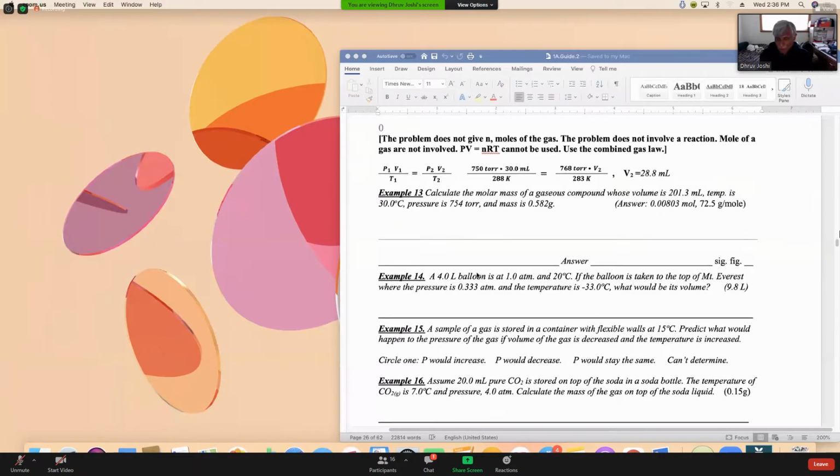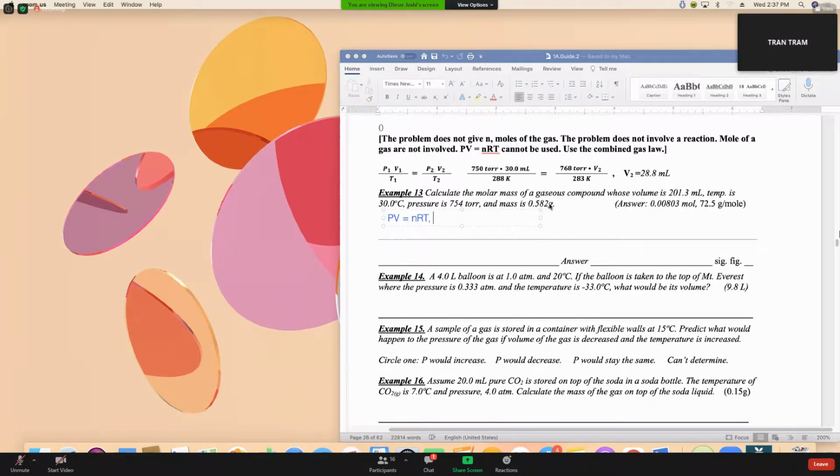So here we are going to say molar mass. So it has to be PV equals nRT. So the first thing we do is to write down PV equals nRT. Now we say we have to calculate the molar mass.